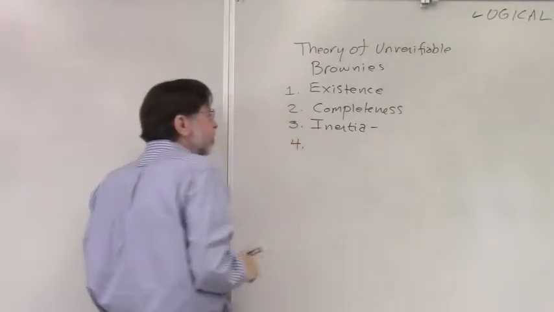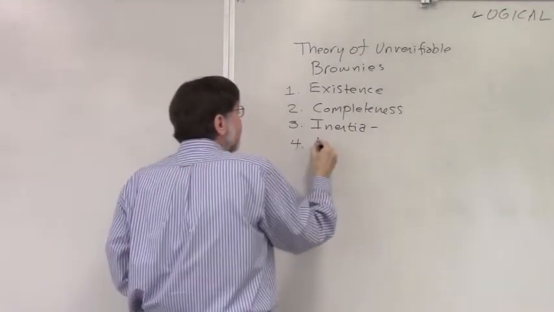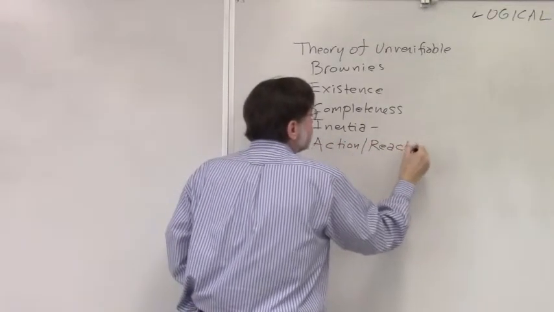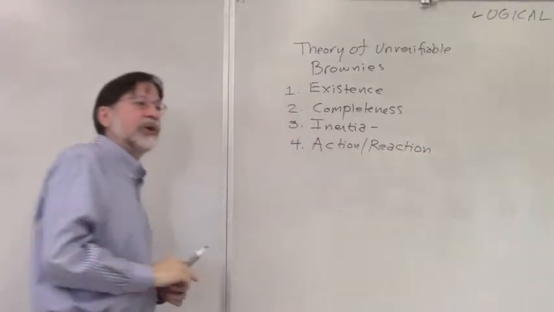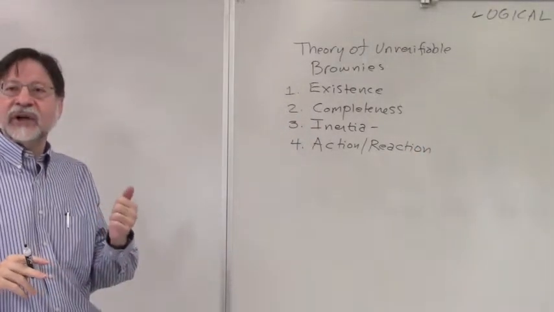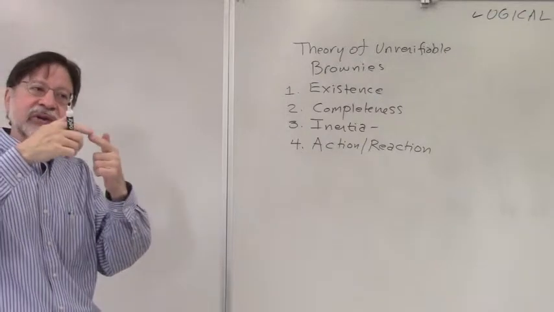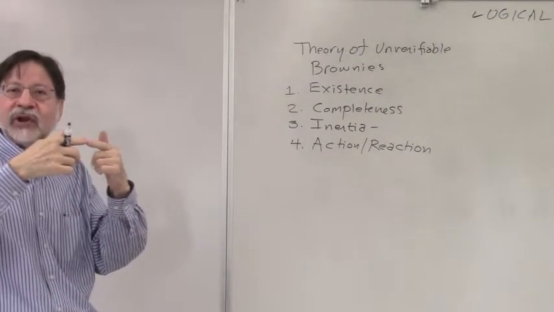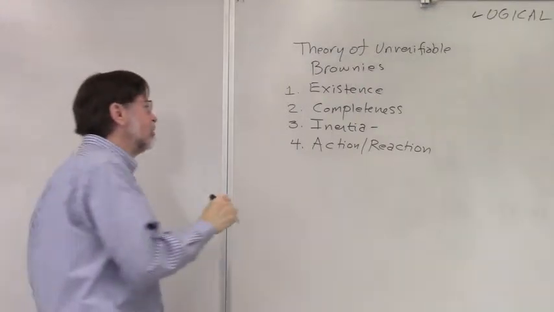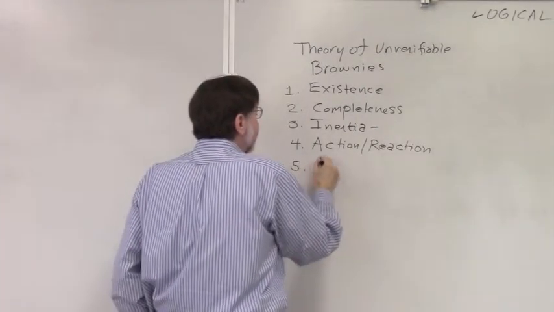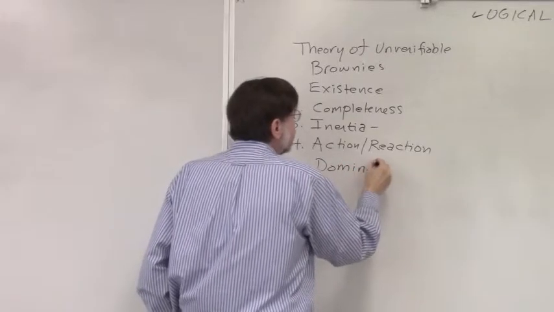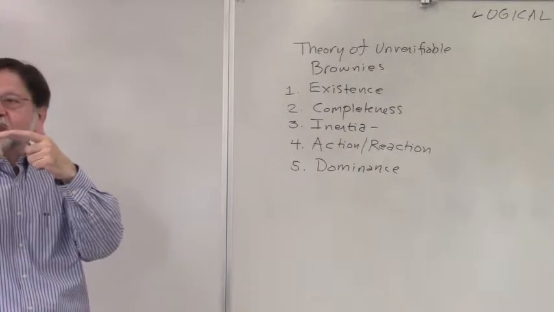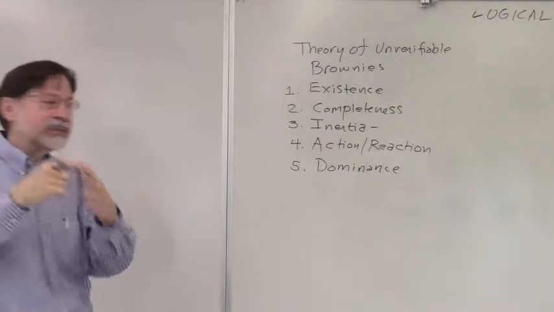Fourth principle is action, reaction, or competition. Which is, for every action of a logically unverifiable brownie, there's an opposite reaction by another logically unverifiable brownie. Okay, so they compete to do things. Fifth principle is the principle of dominance. Whenever two logically unverifiable brownies compete, the dominant one always wins.